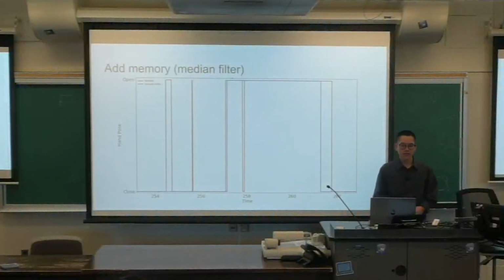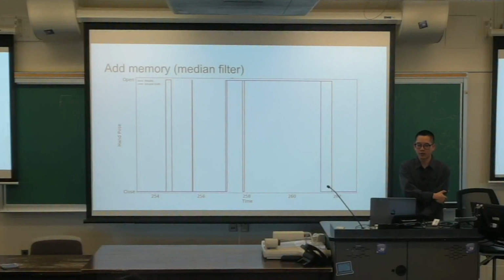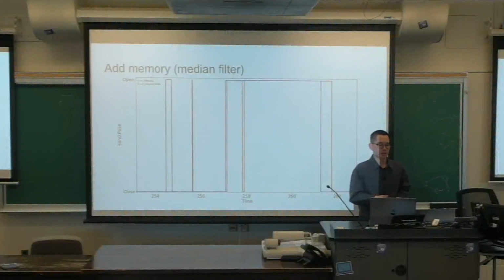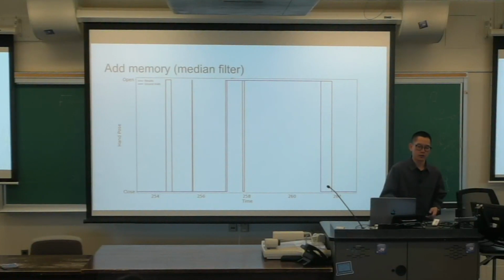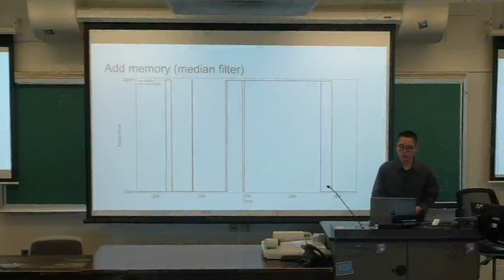In order to fix this, the solution we came up with is to add a median filter. It is a sliding window of size 20, and we use the median value of the 20 time steps as the value for the whole window. Doing it this way, we are able to smooth out some of the spikes, and this is what it looks like in this time range.